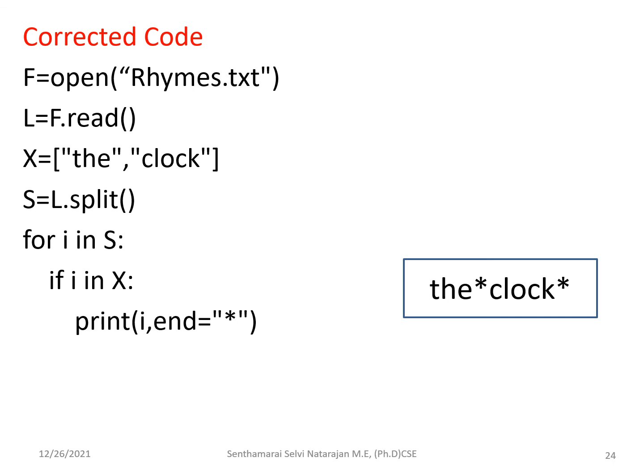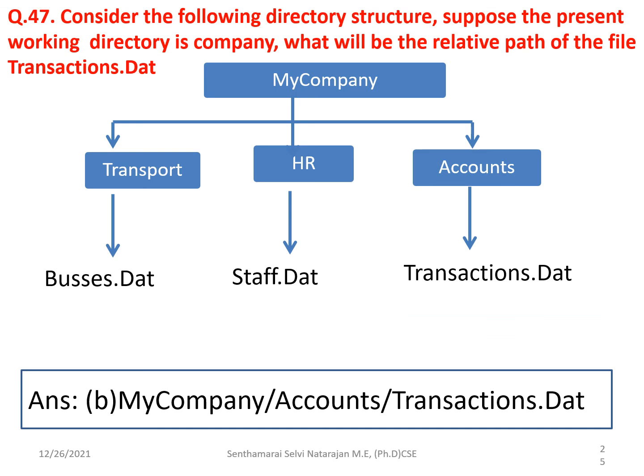You see here I have given the corrected code: read dot L dot split, for I in S of X, if I in X. You have to check if I in X, you will be getting the split and then it will be checking. If this is the case, then you will have the answer as "the" and then "clock". But there you will not get the answer for the previous question. It is giving us a wrong answer. So the syntax to be followed here is this, otherwise the syntax which is given in the previous slide will give you the wrong answer.